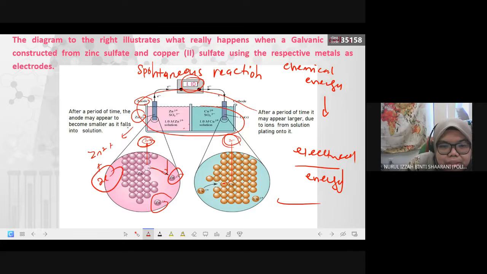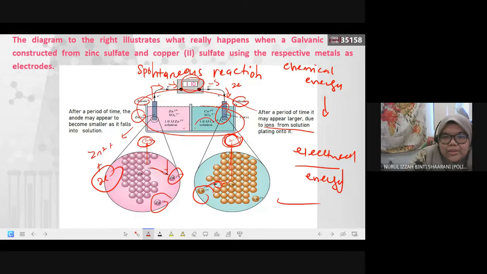These 2 electrons will be transported through the electrical circuit or wire towards the cathode electrode. At this cathode electrode, the 2 electrons will be gained. So the 2 electrons will enter here. Copper 2 plus from the solution will go to the electrode, and after a period of time it may appear larger due to ions from the solution plating on it.